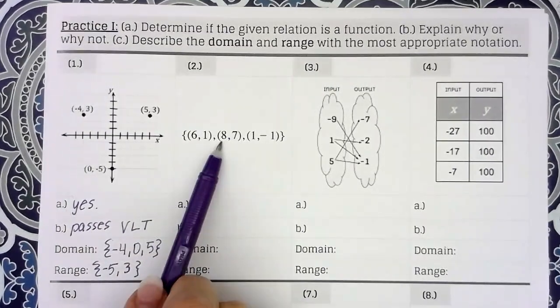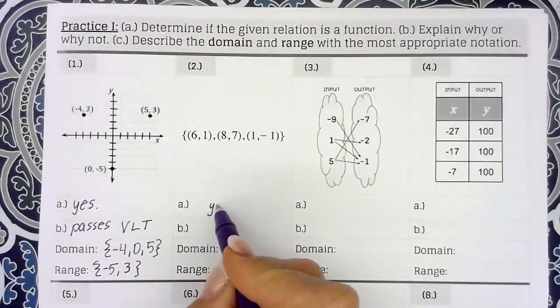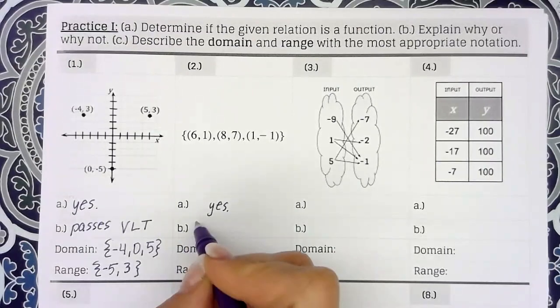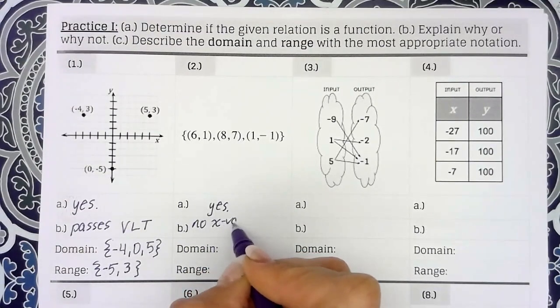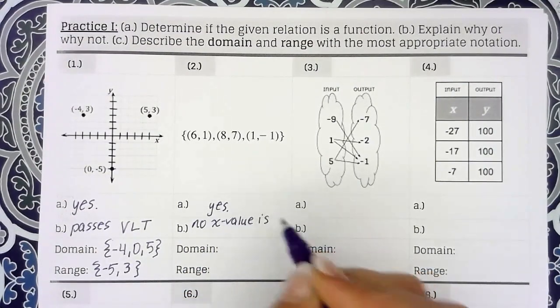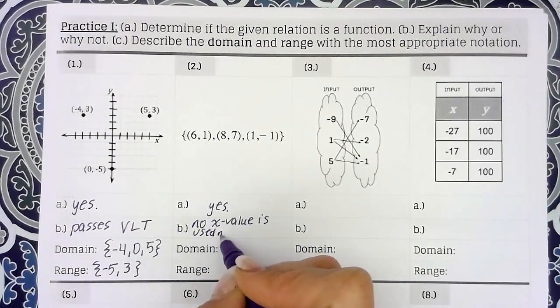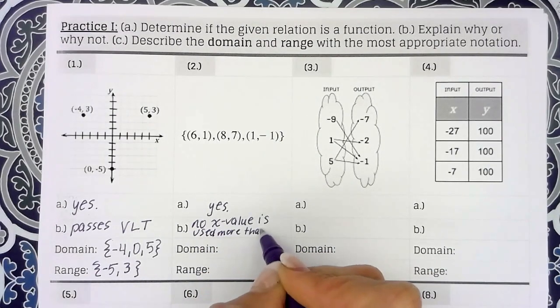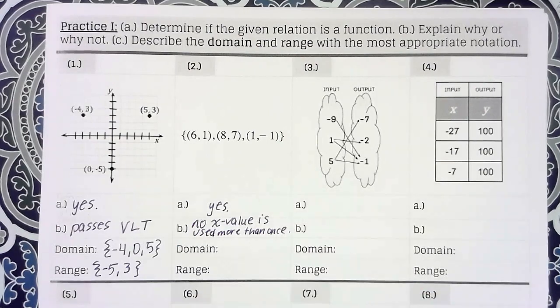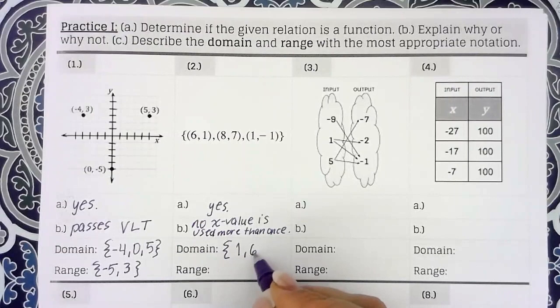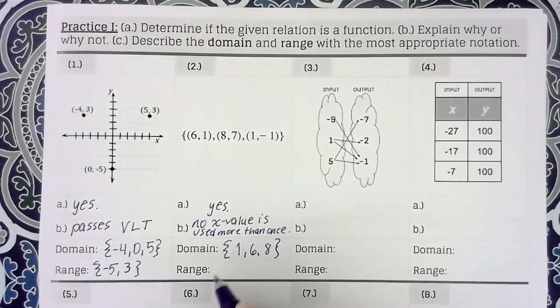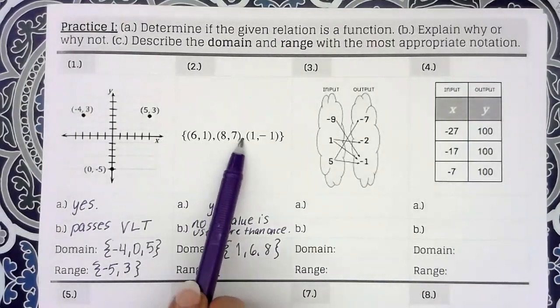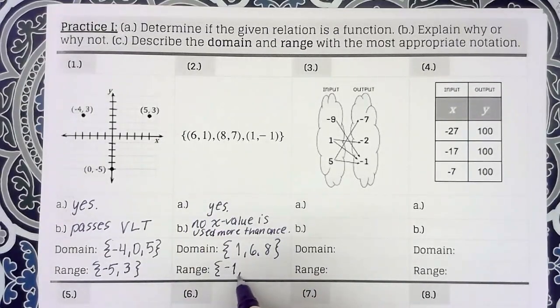Next, looking at my x's, I have 6, 8, and 1. Is it a function? Yes. How do I know? No x value is used more than once. Essentially, that's how we're going to tell. Domain, make sure we go least to greatest. 1, 6, 8. That's it. X values, and you're done. Range, y values from least to greatest. So looking carefully, I had 1, 7, and -1. So -1, 1, and 7.